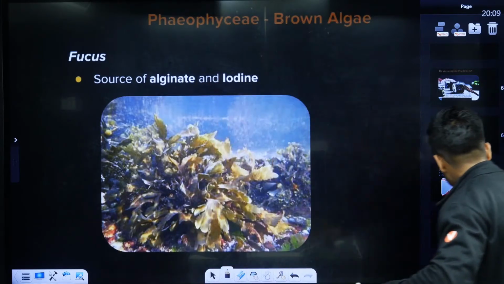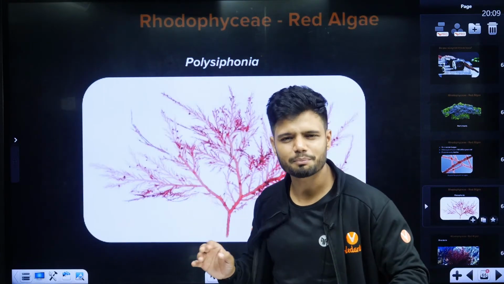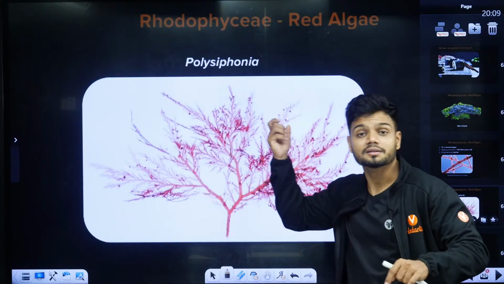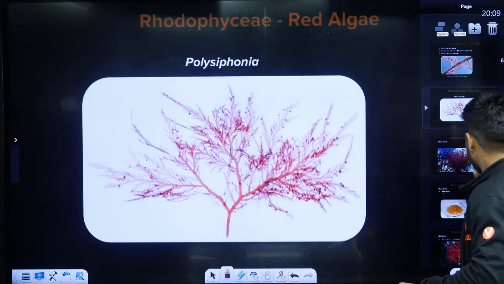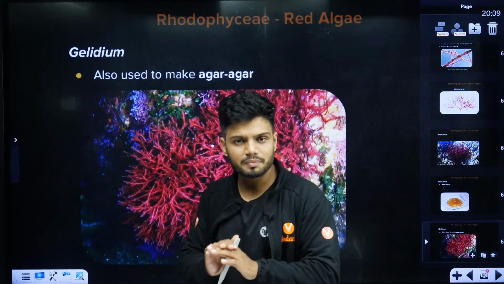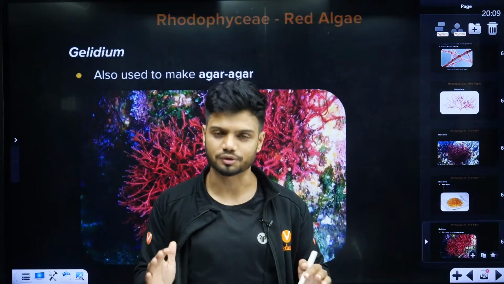Now students, what if I tell you this also is an algae? Do you see, students, how beautiful it is? What a beautiful diagram. This also is an algae. Students, this also is an algae. So when I say algae, it doesn't mean only green color, slimy structure. Algae is much more than that.